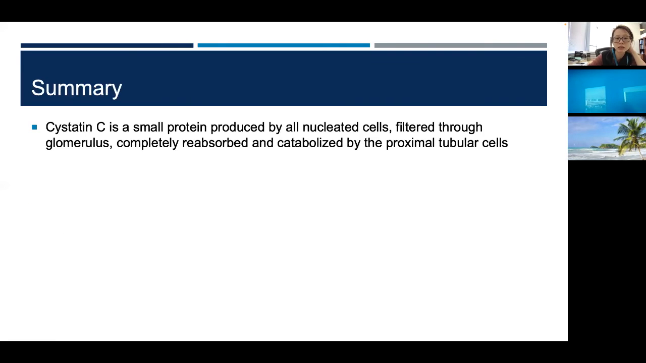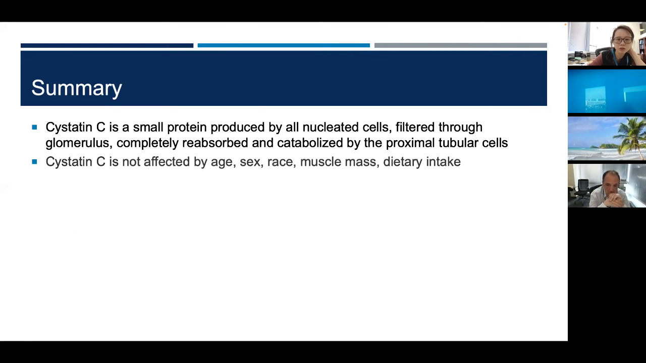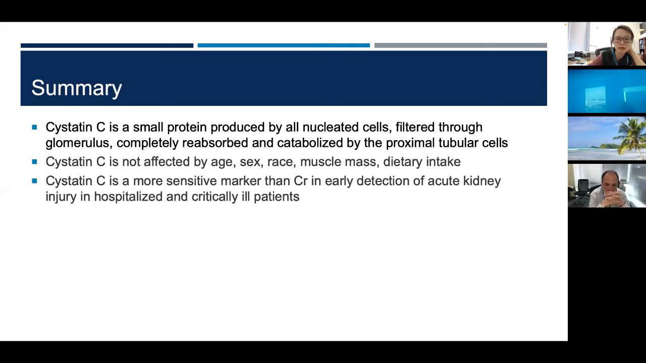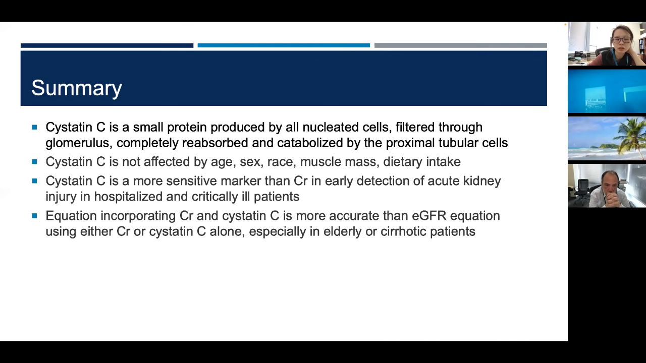So in summary, cystatin is a small protein that's produced by all the nucleated cells, filtered through the glomerulus, and reabsorbed by the proximal tubule, but it is not secreted in the tubules. It's also not affected by age, sex, race, muscle mass, or dietary intake. It's a more sensitive marker than creatinine in early detection of acute kidney injury in both hospitalized and critically ill patients. And the equations that incorporate creatinine and cystatin tend to be more accurate than eGFR equations using either creatinine or cystatin alone, especially in our elderly population and patients with cirrhosis.